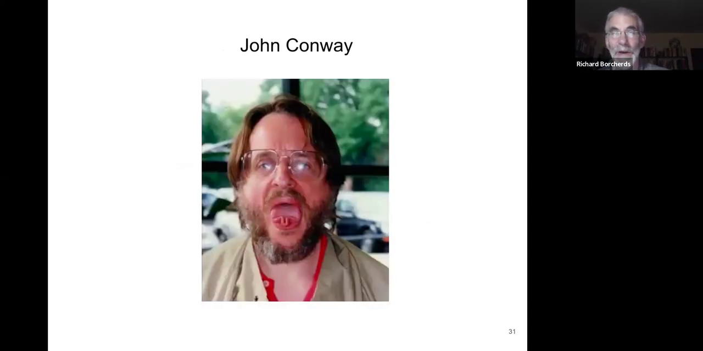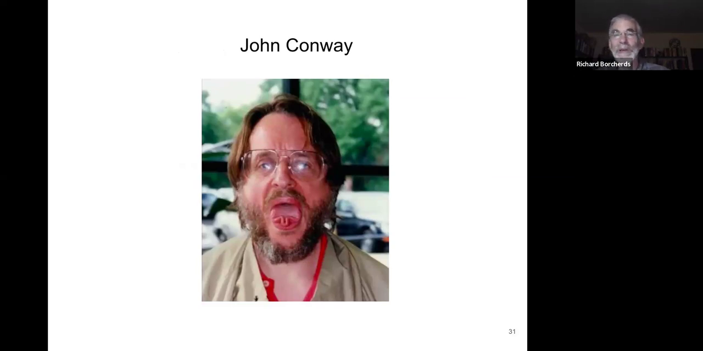Now we get onto Conway's group. I'll start with a picture of John Conway. He had many mathematical accomplishments, but I think the accomplishment that he used to boast about most often was the fact that he could make his tongue form more patterns than anybody else in the world.